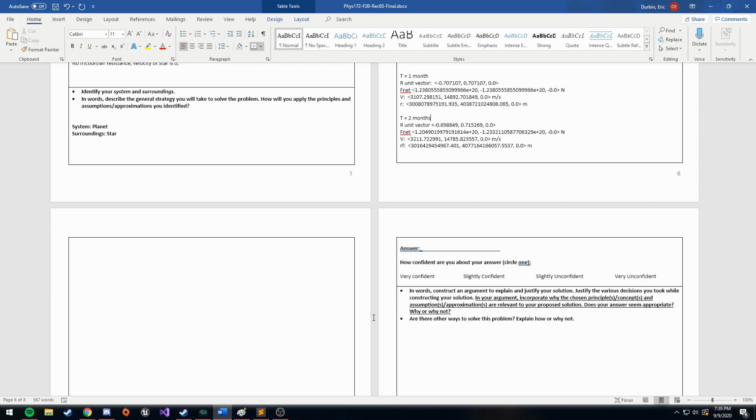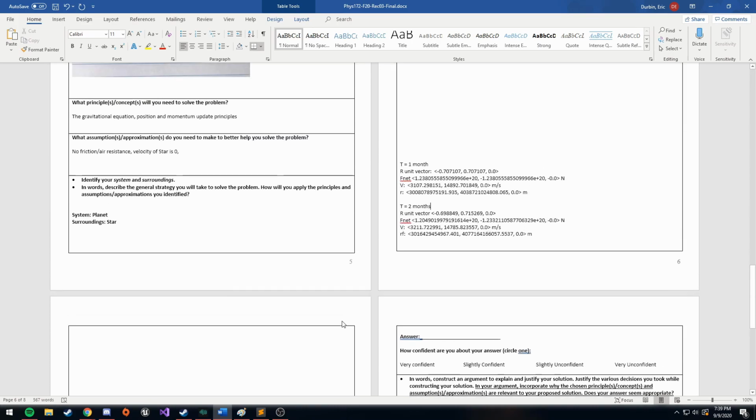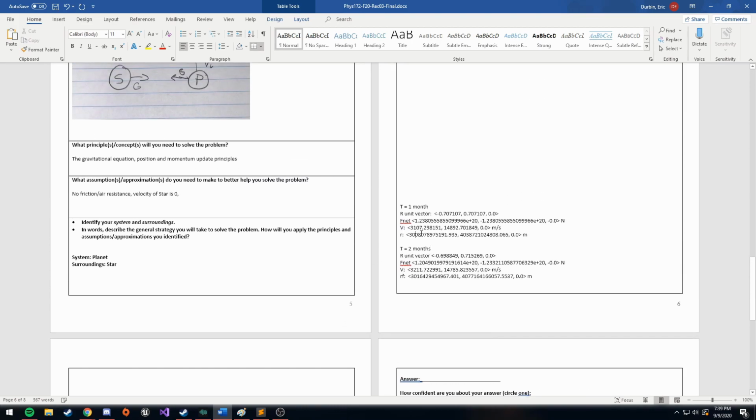Did you guys get the new position? Almost. What did you get for your x component? 3.0080 times 10 to the 12. Yeah, same thing. Okay, and for my y direction, I got 4.038 times 10 to the 12. Yep. And then we do it all again.